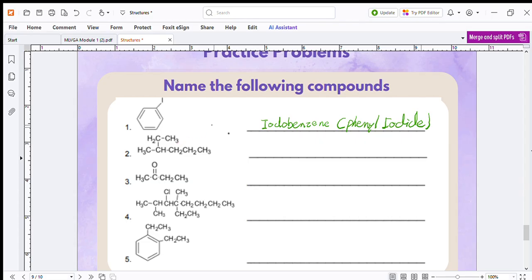Pero yung priority natin is kailangan mag-numbering tayo where branching occurs. So, yung branching po ay dito or dito. So, maganda po mag-start tayo sa branching. So, pag mag-number tayo from here, 1, 2, 3, 4, 1, 2, 3, 4, 5. So, maging 5 po siya. Pero pag mag-numbering tayo from here, 1, 2, 3, 4, 5, 6. Mas mahaba po siya guys sa 5. So, ang i-choose natin po ang numbering from here.